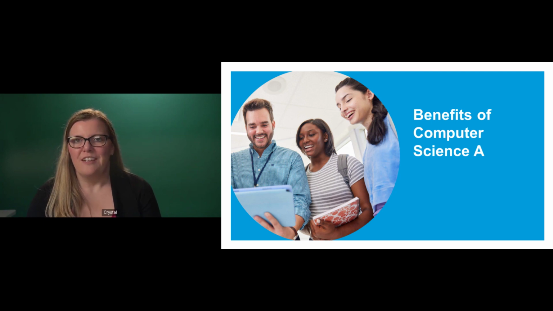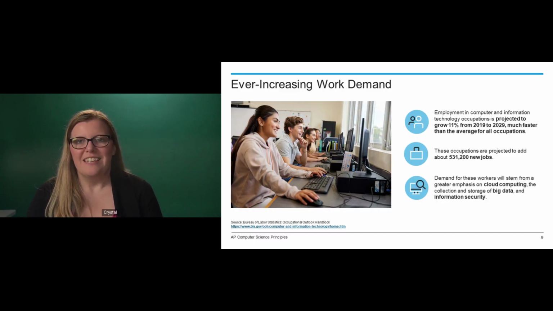So what do we see as some of the benefits for taking computer science A? So these statistics, I feel like, have been around since I started teaching computer science. We have been talking about growth projections for technology occupations. Now, in this case, it's projected 11% growth from 2019 to 2029, much faster than the average of all occupations. I feel like that's been close to the statistic all along. There just continues to be a high demand for computer science and technology-related jobs. Over 500,000 new jobs are being projected. And now we're starting to see and hear in media and the news and in all sorts of walks of life, emphasis on cloud computing, the collection and storage of big data, and then information security.